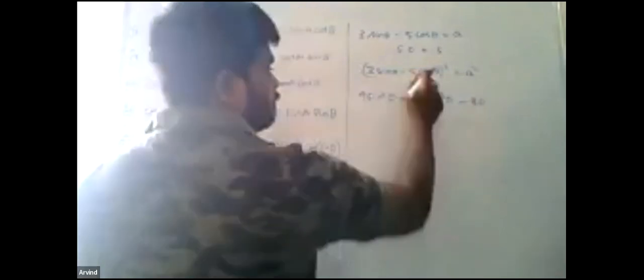I have to use (a minus b) whole square, so let me do it directly. a square is (3 sin theta) whole square, so that is 9 sin square theta. Then b square is (5 cos theta) whole square, which becomes 25 cos square theta. Then a square plus b square minus 2ab: first multiply the numbers, 2 into 3 is 6, 6 into 5 is 30 sin theta cos theta.